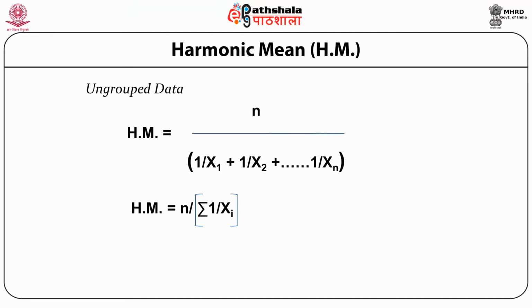Harmonic mean. Harmonic mean is used as a measure of central tendency in cases where we are interested in finding out rates. Rates means any phenomena where two units are involved. Say, for example, speed.